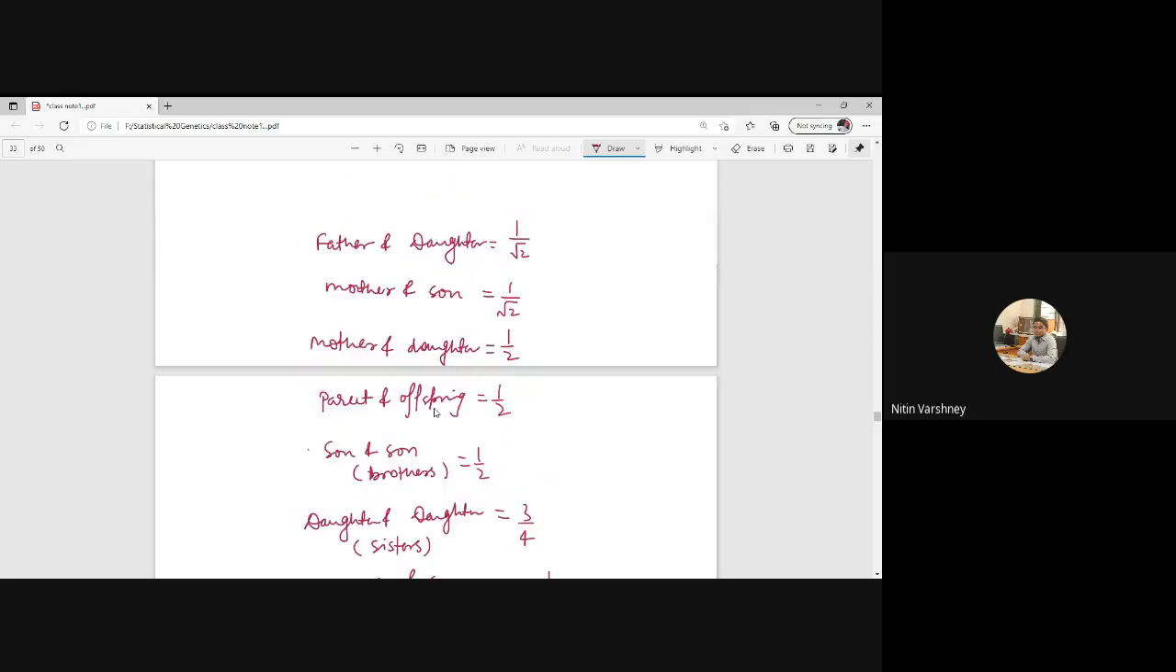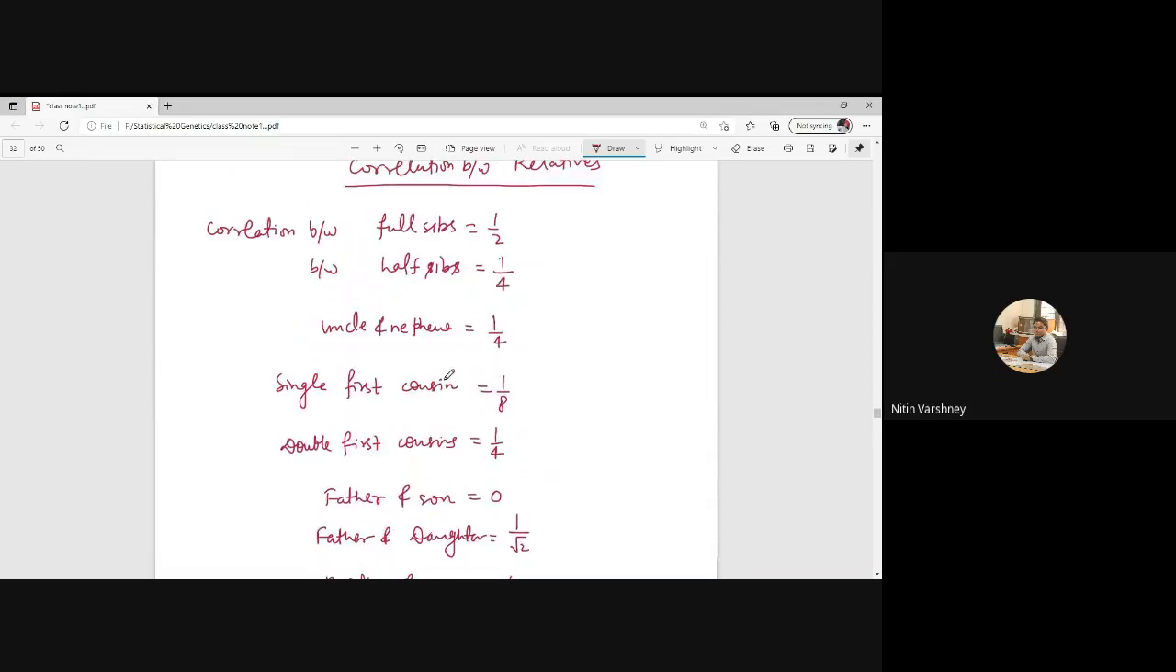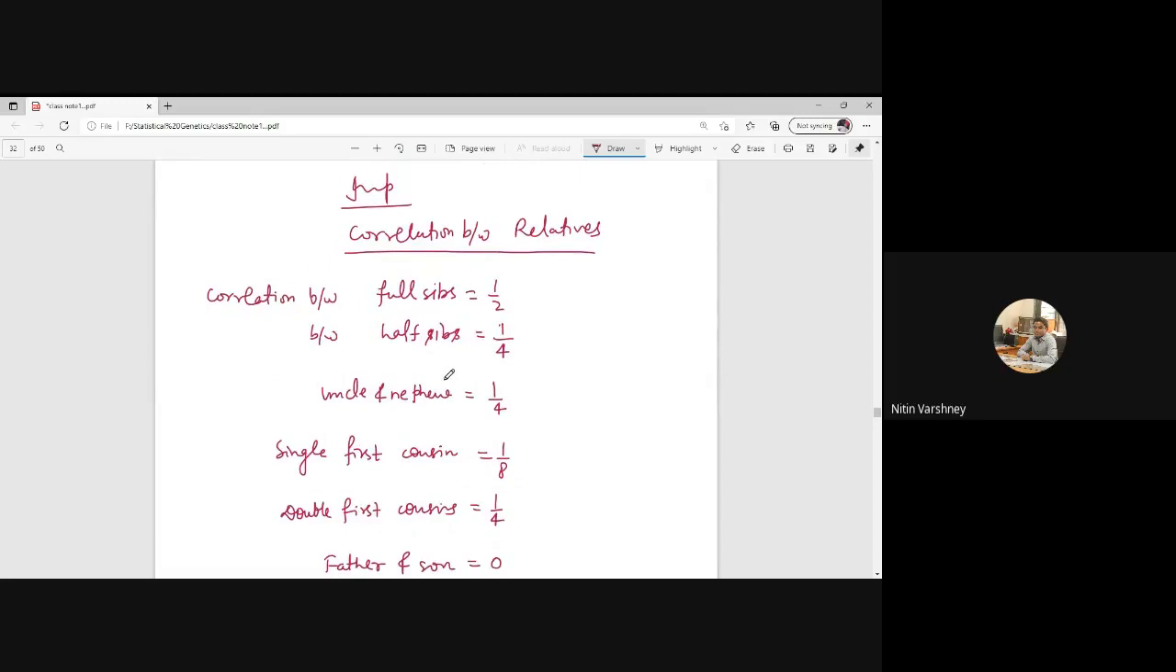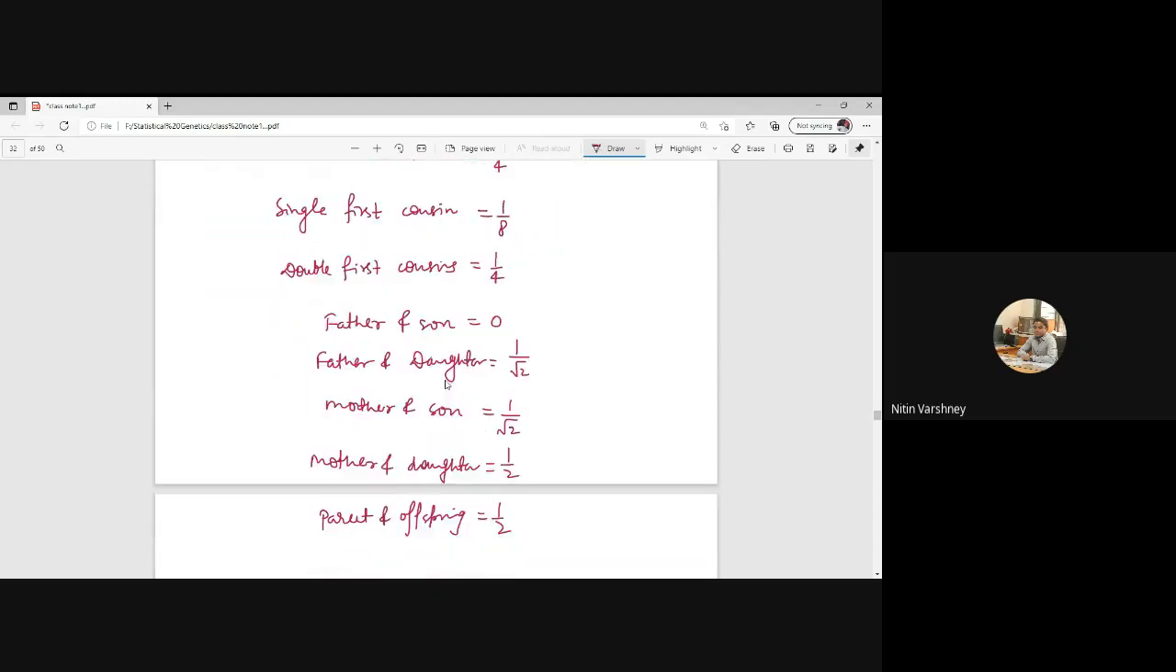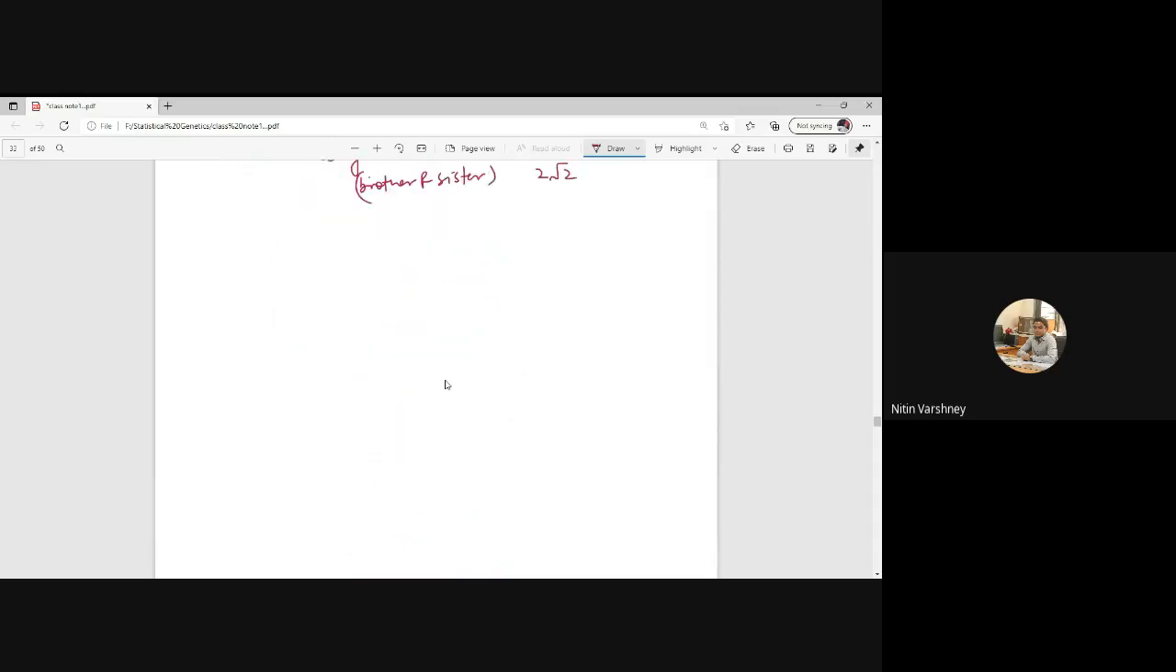So these are different correlations between relatives. This table is very important. A direct question can come: what is the correlation between half sibs and full sibs? Correlation between full sibs is 1 by 2 and between half sibs is 1 by 4. Basically, I'll tell you what is half sib and what is full sib. Does anyone know? What is half sib and what is full sib? It is a type of cross.